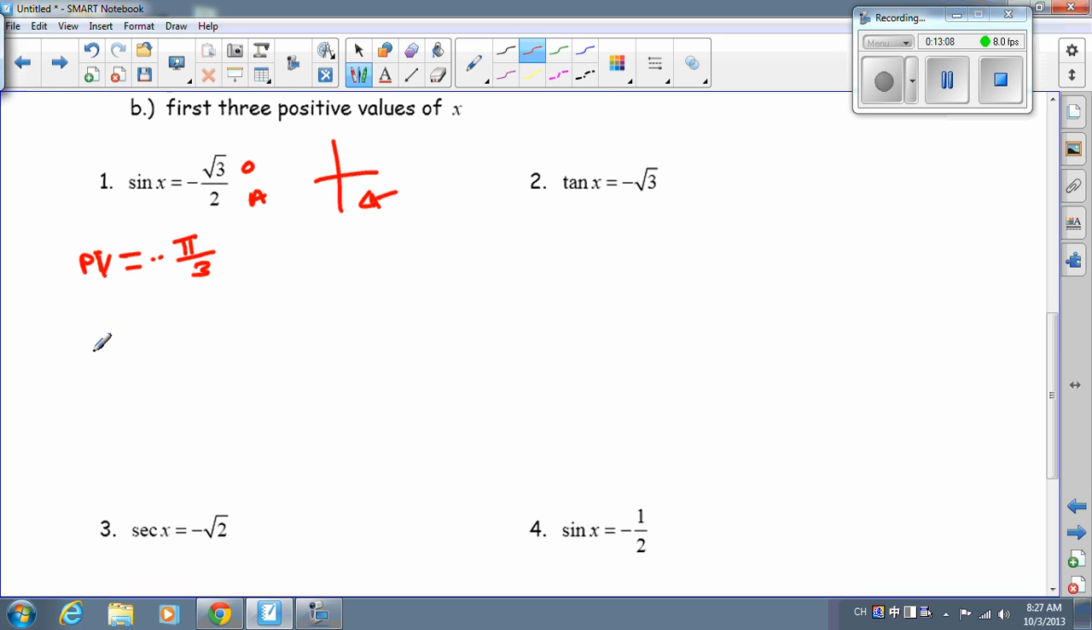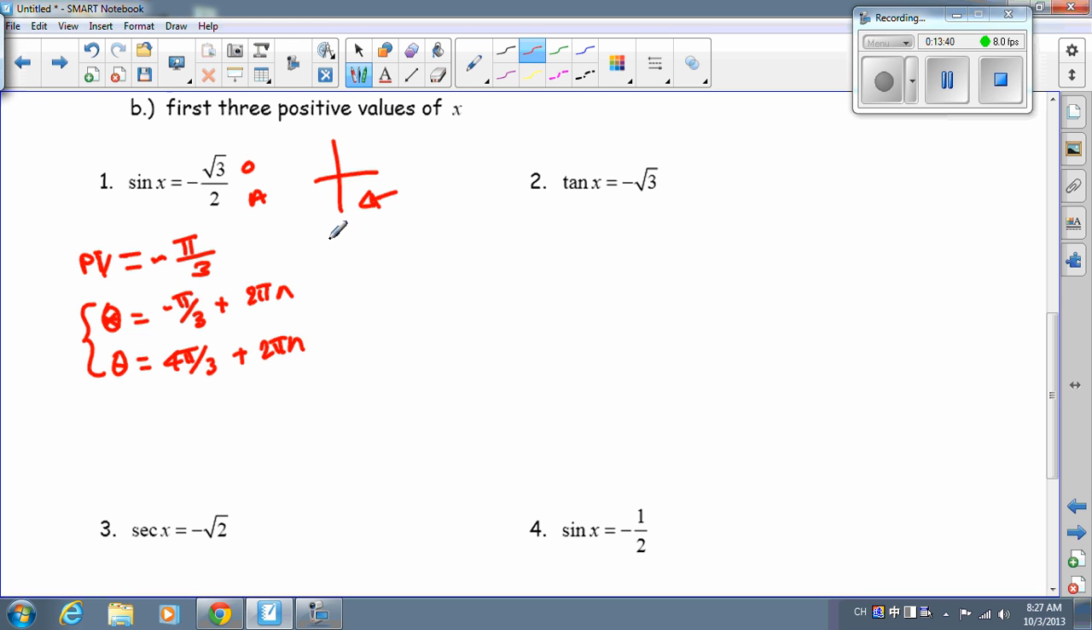Now that I know the principal value is negative pi over 3, knowing that I'm dealing with sine, I will say x is equal to principal value, meaning negative pi over 3 plus 2 pi n. And the second one, by the way, you can put theta here. The second one will be theta is equal to, remember, we do put pi minus the principal value. That will give me 4 pi over 3 plus 2 pi n.